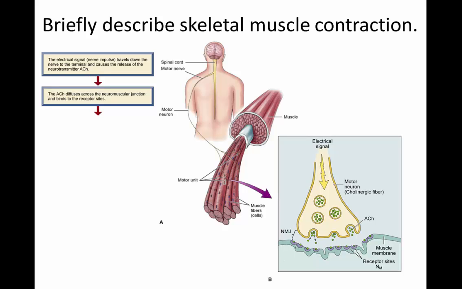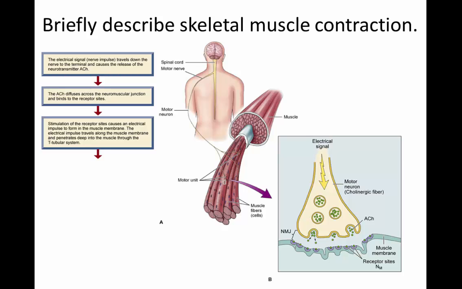Some of these terms seem fairly complex, but if we go back to neurotransmitter, the acetylcholine is the name of the chemical, and neurotransmitter literally means to transmit the nervous signal. And it transmits that by diffusing across this neuromuscular junction. Neuro referring to the neuron, and muscular referring to the muscle on the other side. So it is the junction between the neuron and the muscle. And so the acetylcholine diffuses across the neuromuscular junction, and then it binds to receptor sites.